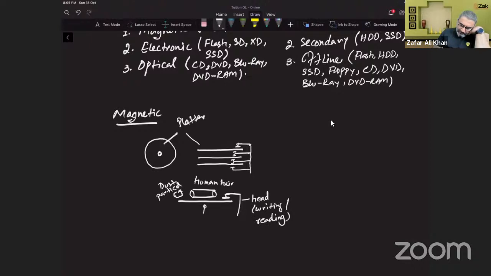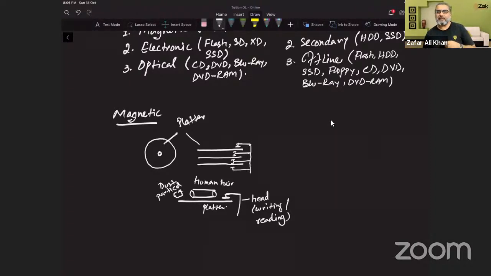And this is platter. So basically what happens, that head charges or discharges the surface. If it is charged, it is one. If it is discharged, it is zero. Remember what we need to store, ones or zeros, because this is an electronic digital machine, the computer.